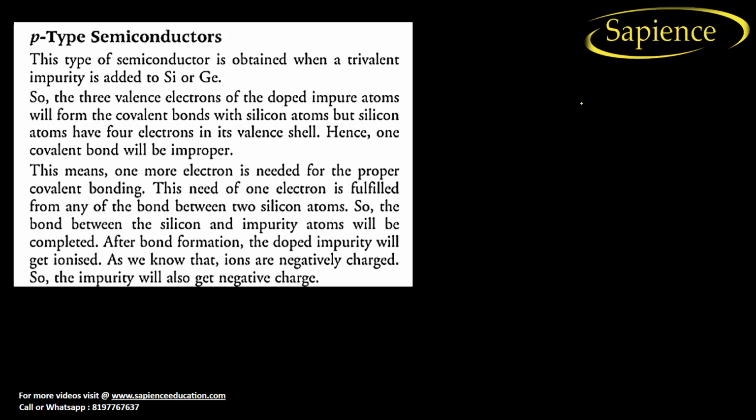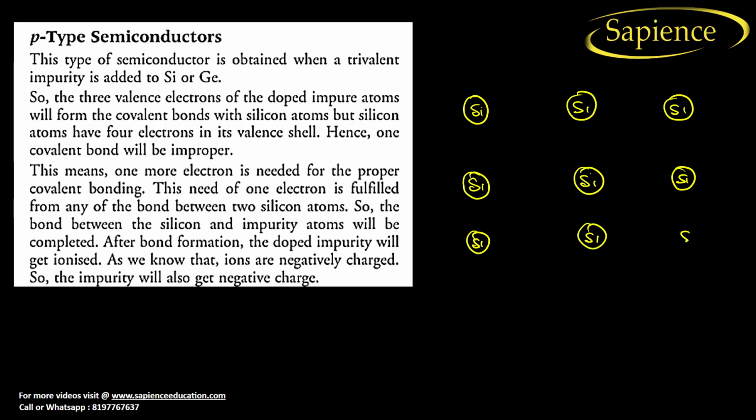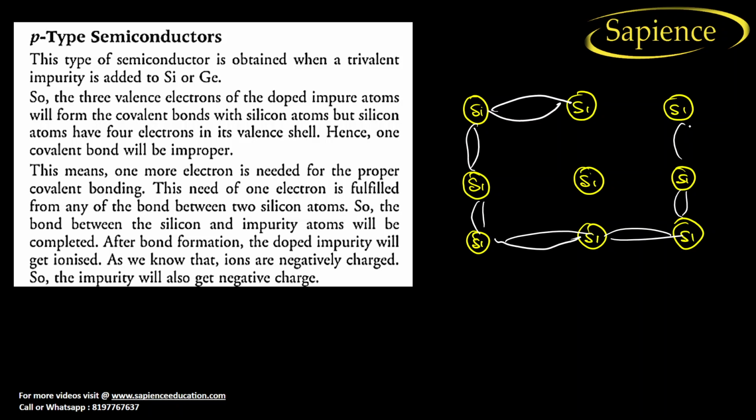There is a silicon, there is another silicon, there is another silicon, and so on. What happens? This will create a bond, this will create a bond, this will again create a bond. So all are covalent bonds, all are interconnected, right?